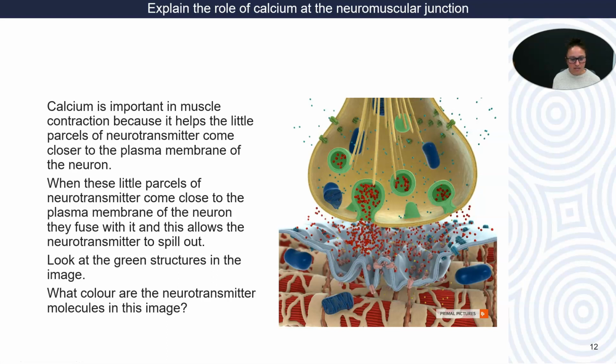Okay, so you can see that these little packages are called vesicles, and the red dots are called neurotransmitters. All right, so the red dots are neurotransmitters.